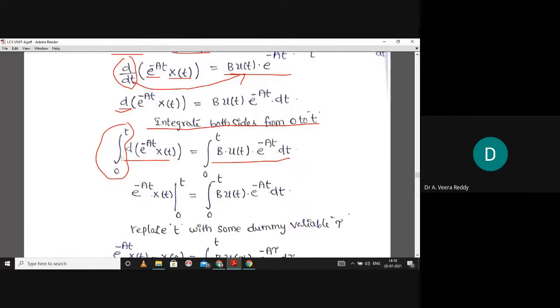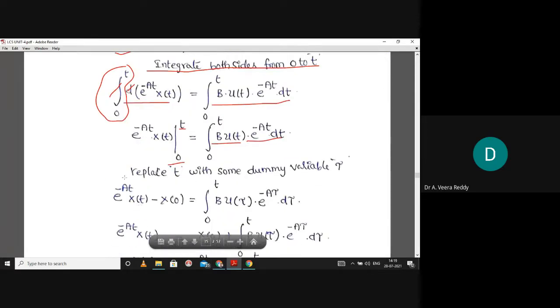Then the derivative and integration cancel with each other. Then the limits will be directly applied to e power minus at x of t, where the limits are 0 to t, equals integral 0 to t b u of t e power minus at dt.